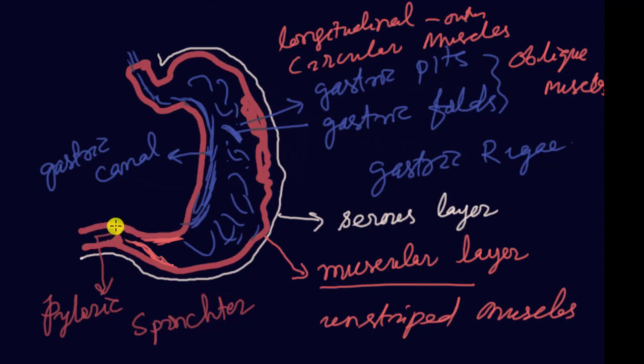Where you'll find the circular muscles. So these longitudinal muscles at the pyloric end will go towards the circular muscles, and they will join over here. So where is the circular muscle? This is your circular muscle that is present at the pyloric sphincter.